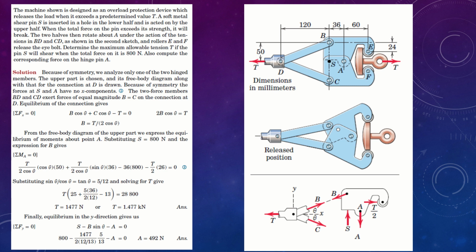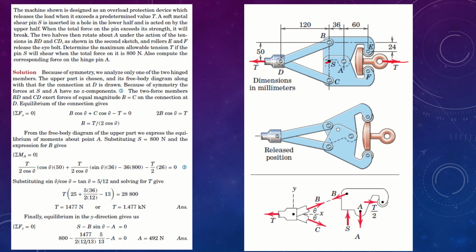This is a problem from your book again, 4-8. This is the 8th sample problem. Let us look at this problem. The machine shown is designed as an overload protection device which releases the load when it exceeds a predetermined value T. T is the tension force based on the load. A soft metal pin S is inserted in the hole right here, in a hole in the lower half, and is acted on by the upper half. When the total force on the pin exceeds its strength, it will break.